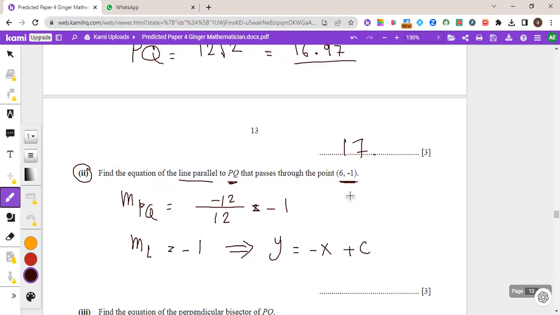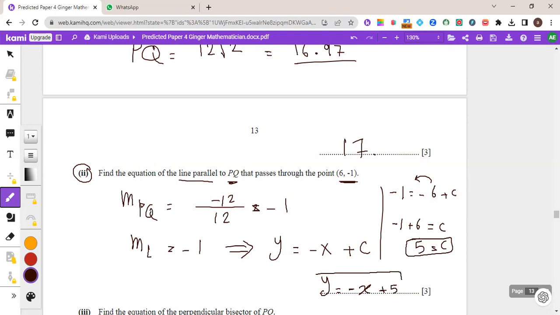How to find c? We substitute 6 and minus 1 here. So minus 1 is equal to minus 6 plus c, so c is minus 1 plus 6, so c is 5. y equals minus x plus 5.